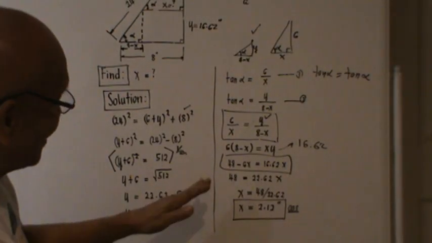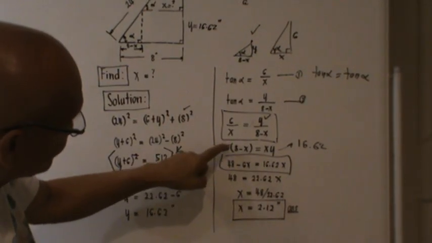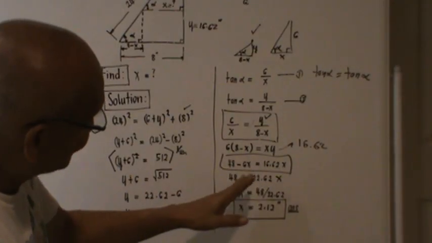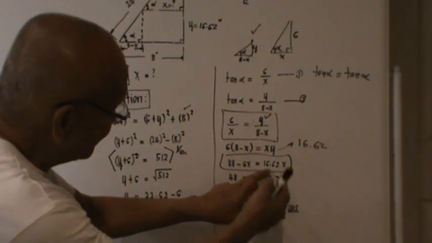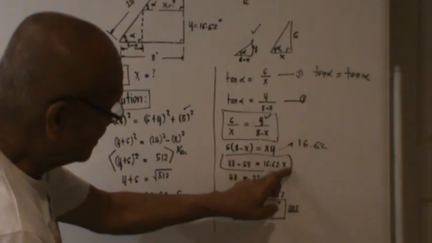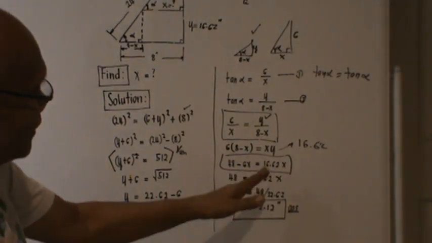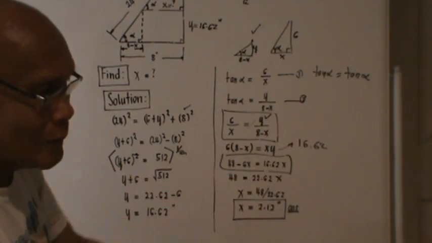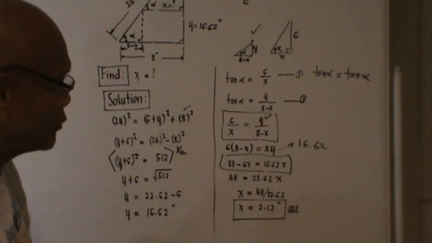So if we try to expand the left hand side, 6 times 8 will be 48, 6 times minus x will be minus 6x, and the right hand side will be the product of y times x, or 16.62x. I write y ahead because it is the pure constant term times x. And as you can see, after substituting the value of y to be equal to 16.62, the only unknown now will be the value of x. So it's just a matter of algebraic simplification now.